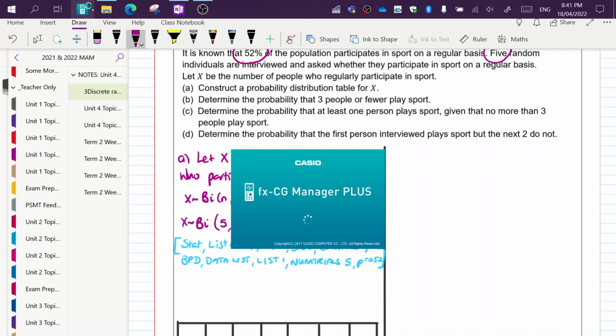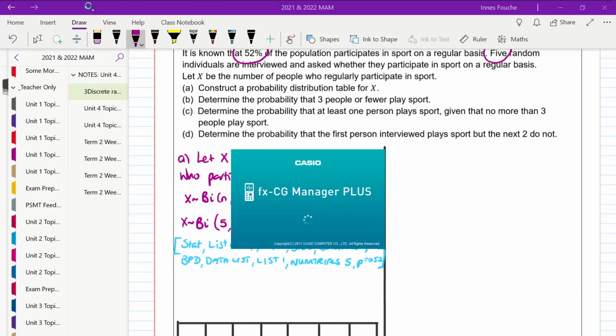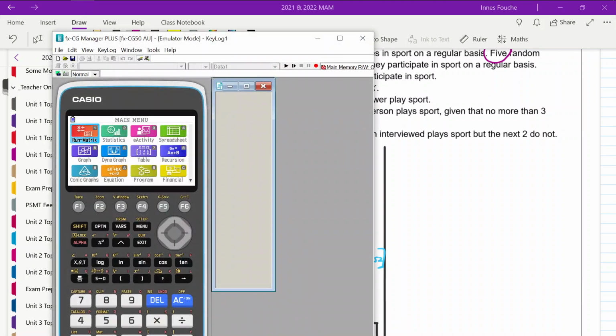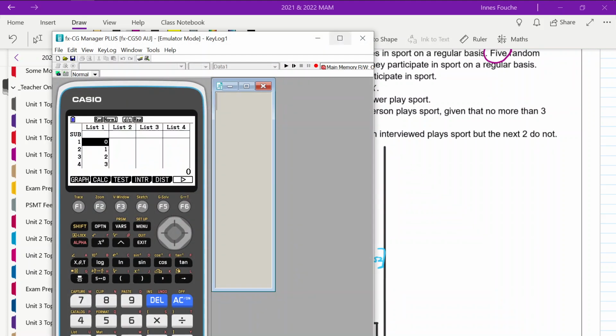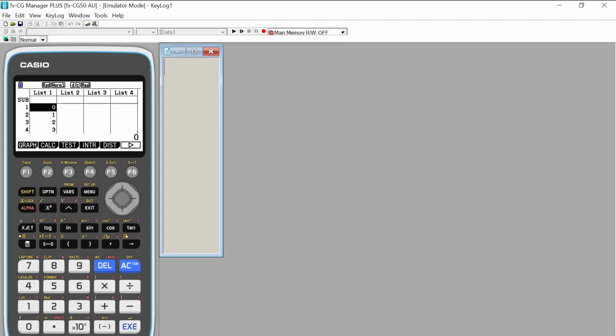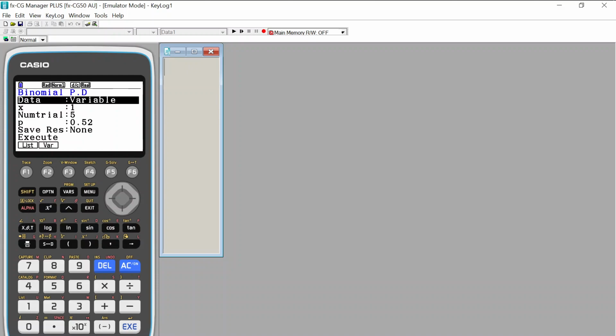Just get my calculator open. So we're going to go to statistics, make it big, and in list 1 we're going to go 0, 1, 2, 3, 4, and 5. We're going to go to F5 for distribution, binomial, and BPD. And you'll see that in data it says variable. We want to make that list, and the list is going to be list 1. Our number of trials is 5, and our probability is 0.52.